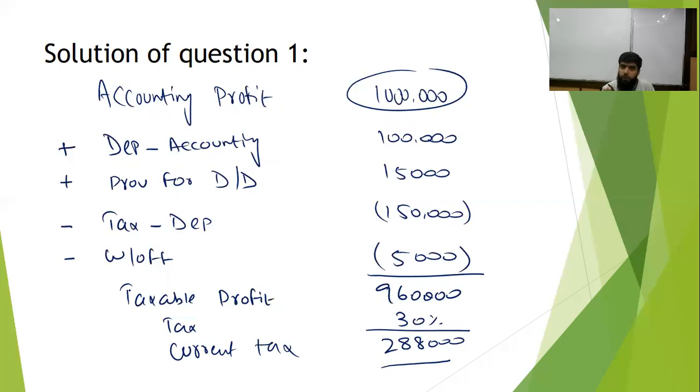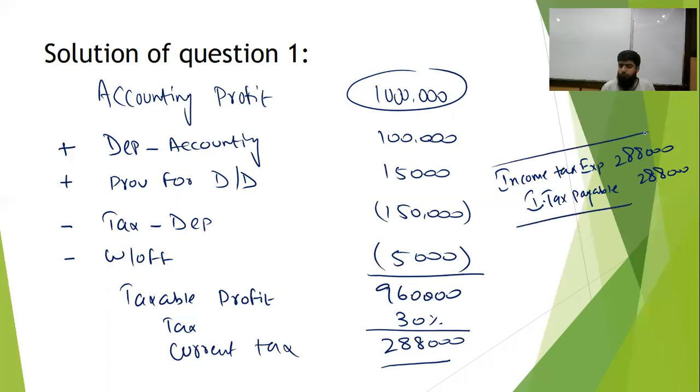So how to record that current tax? The entry will be: income tax expense debit, and income tax payable credit, with the amount of 2,88,000. That is the entry we prepare for the current tax for the year in our accounts.